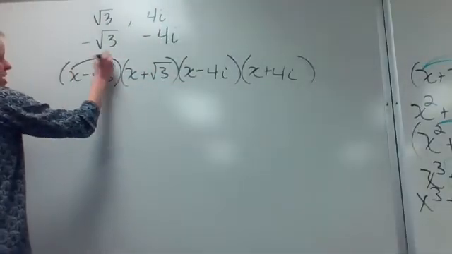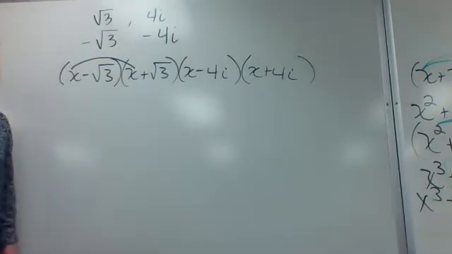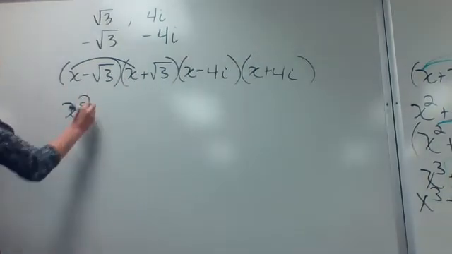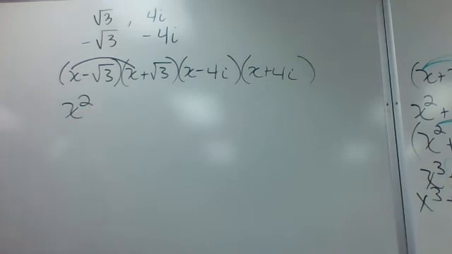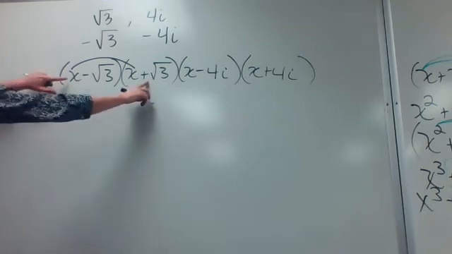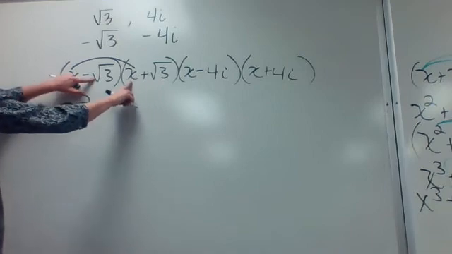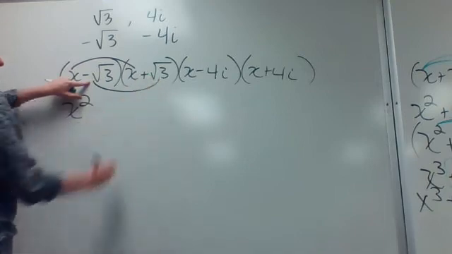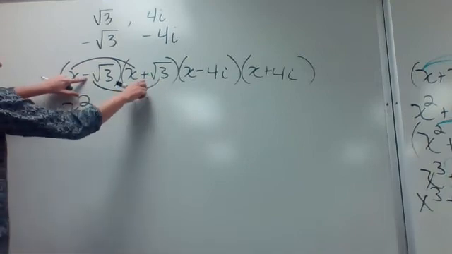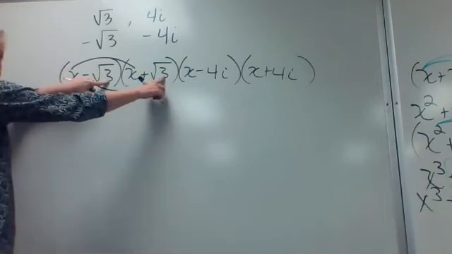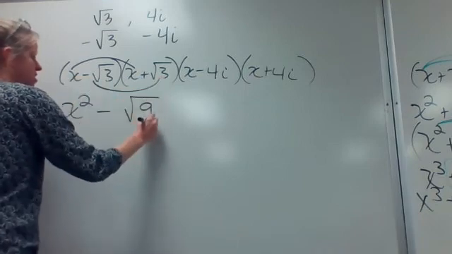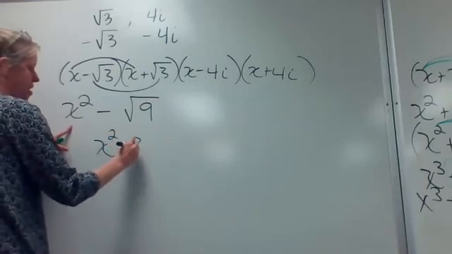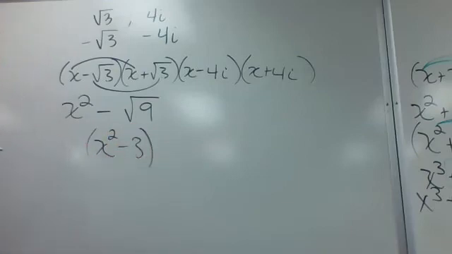Okay, so I'm going to FOIL these together first. So what's my first? x times x, x squared. Now I can jump to my last, right? Because my outer is positive x square root of 3. My inner is negative x square root of 3. So they're gone anyway. So I'll just jump straight to my last, which gives me negative square root of 9. What is the square root of 9? 3. So I'm just left with x squared minus 3 from that one.